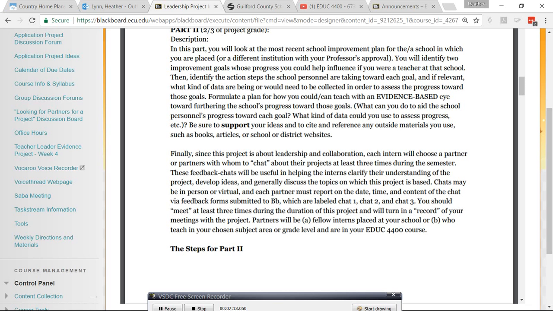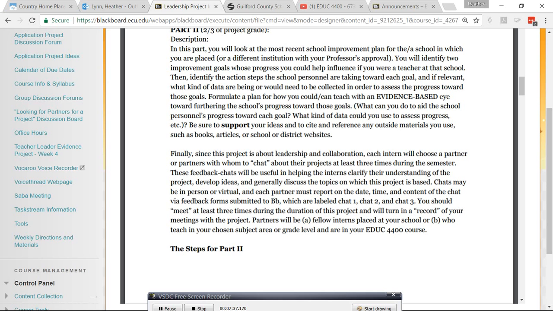And in this part, you're going to look at the most recent school improvement plan for a school in which you're placed, or in our case, a different institution if you're not able to access a school improvement plan. And you're going to look at 2 improvement goals, just 2, and whose progress could help you influence you if you were a teacher at the school. Then, what action steps is the school taking toward each goal?